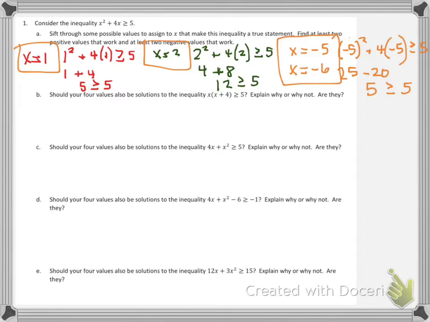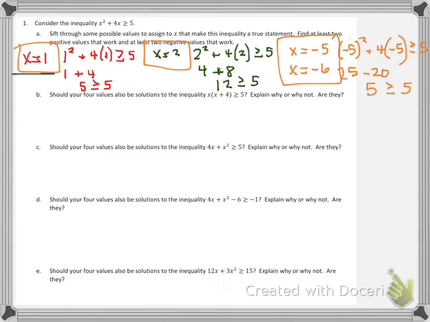All right. Should your 4 values also be solutions to the inequality x times the quantity x plus 4 is greater than or equal to 5? Well, I can substitute and find out, and that's what we're going to do first. And then we're going to think about another way maybe to do this. So let's substitute all 4 of our values and see if it still makes the inequality true.